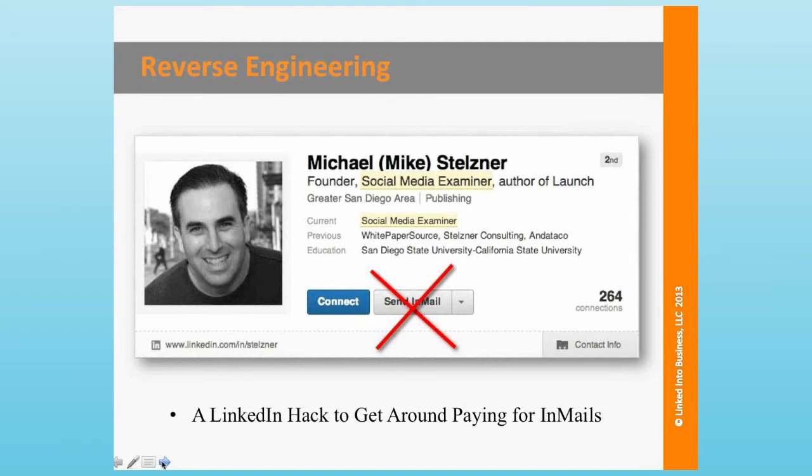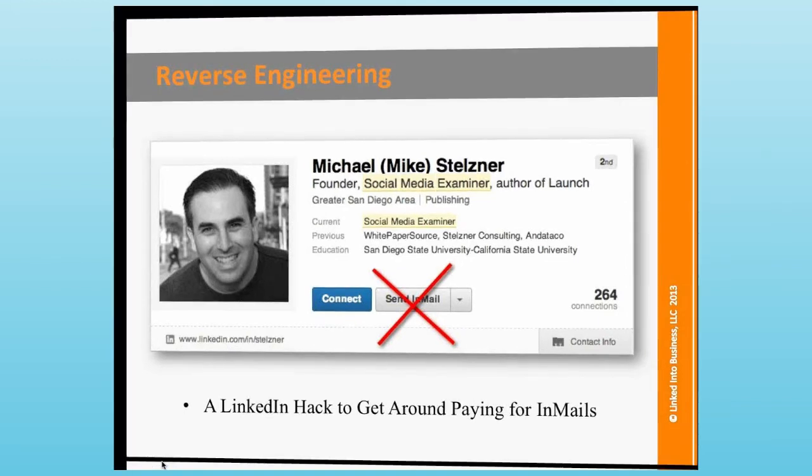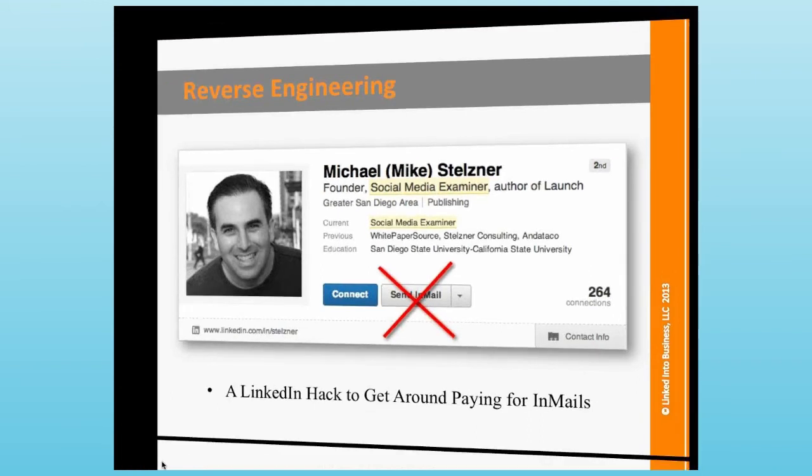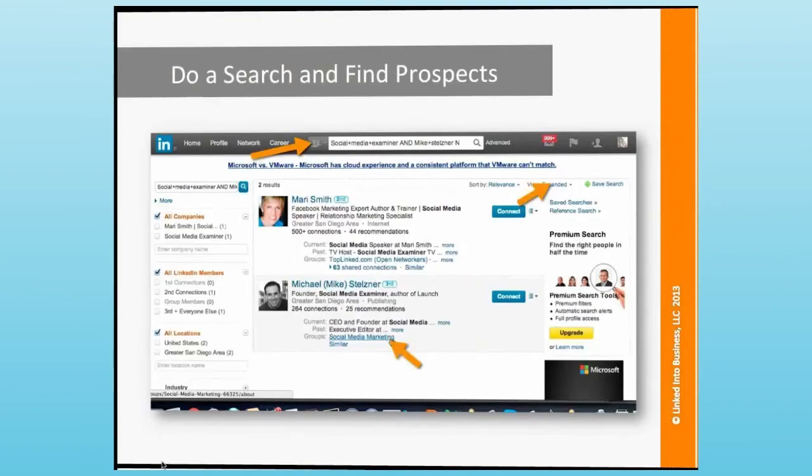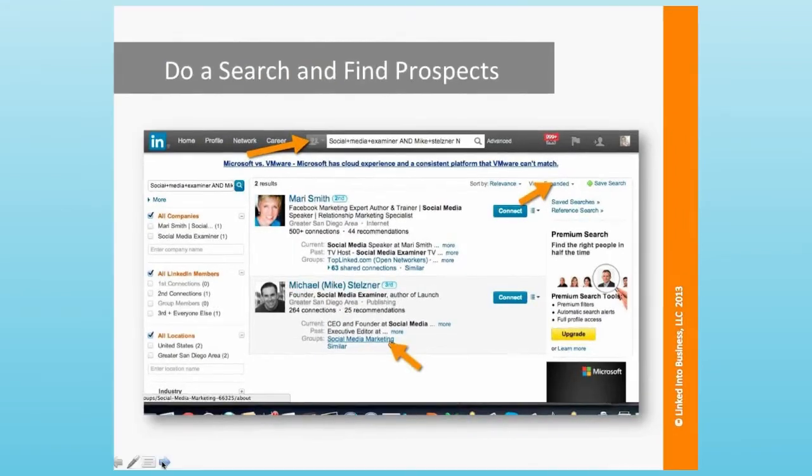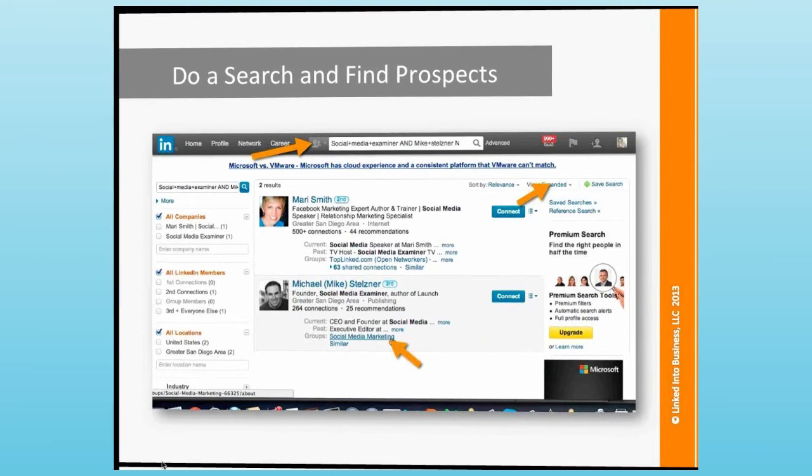Well, there's a LinkedIn hack to get around paying for in-mails, and I'm going to share it with you. The first thing you want to do is do a search and find your prospects, either the advanced search or the connections search. You find your prospect. The second thing you're going to want to do is look at their groups, and hopefully you share a group with that person. If you don't, you can still join a group that they're a member of. So you're either going to join a group that they're a member of, or if you already share a group, you're just going to click on that group.